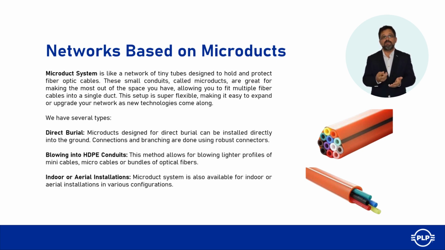There are several types of microduct systems used for different applications. First, direct burial involves installing microducts that are specially designed to be buried directly in the ground. Connections and branching are achieved using durable connectors.